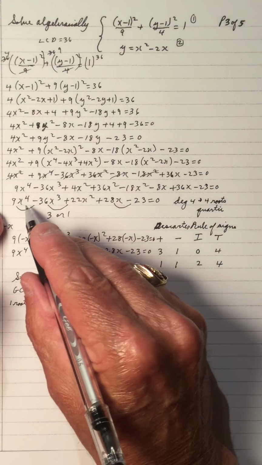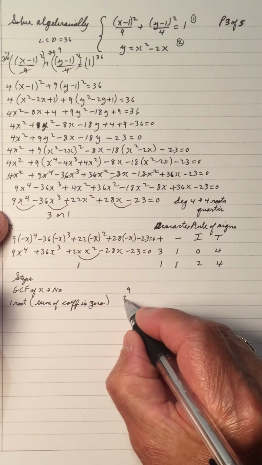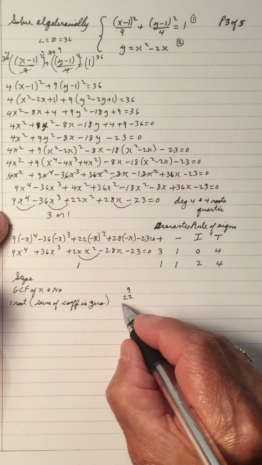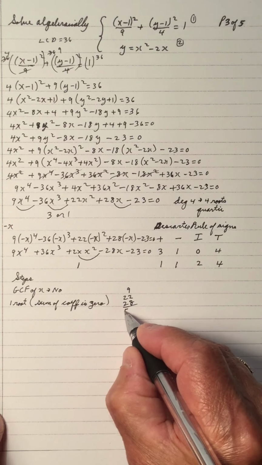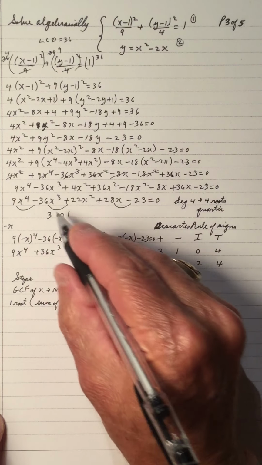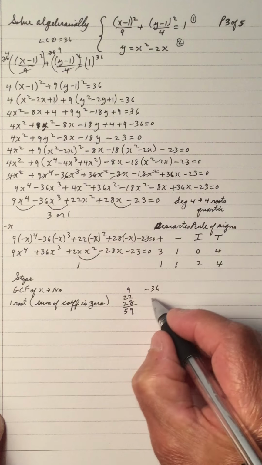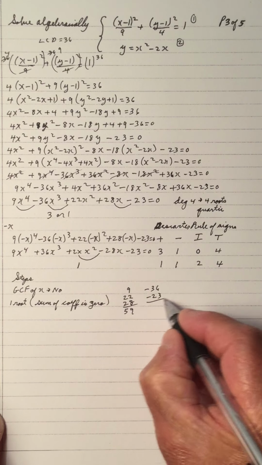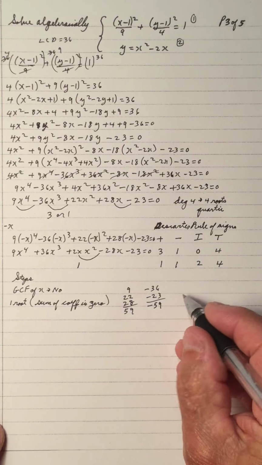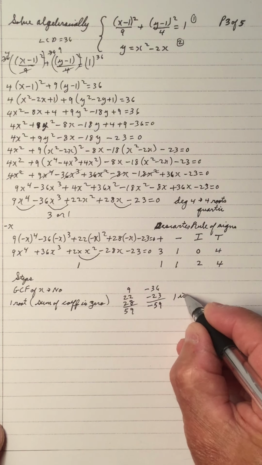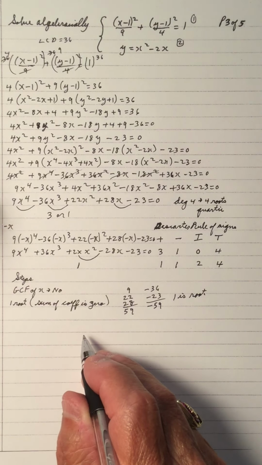So if we look at this equation here, I have a 9, 22, and 28, and that adds up to 59. If I look at the negative ones, I have a negative 36 and a negative 23. That's a negative 59. So notice they add up to 0. So 1 is a root. So let's do synthetic division with the 1.